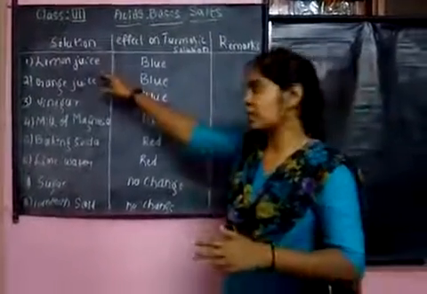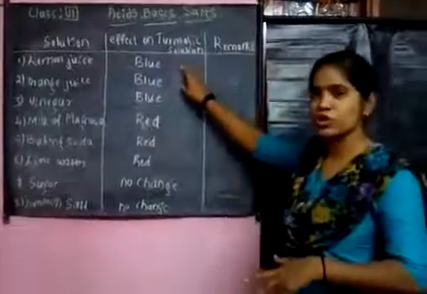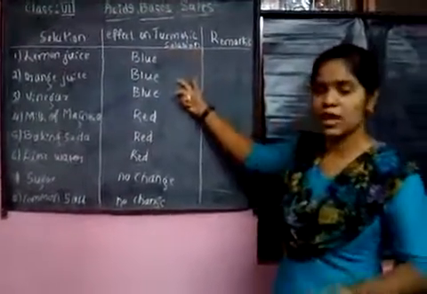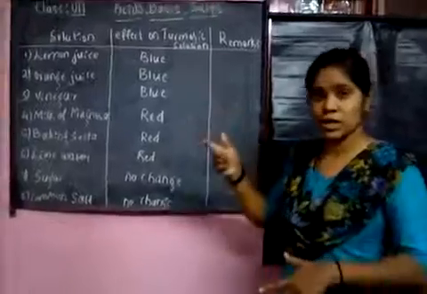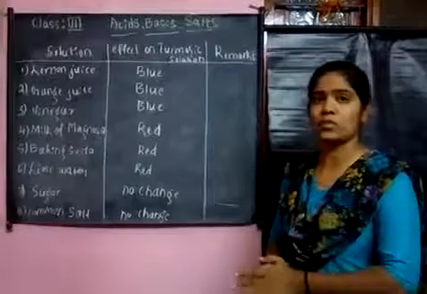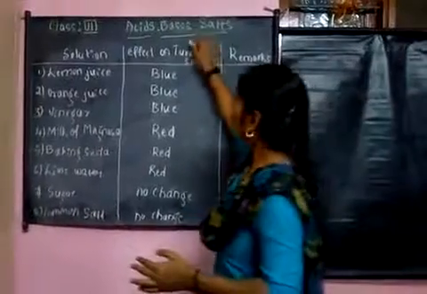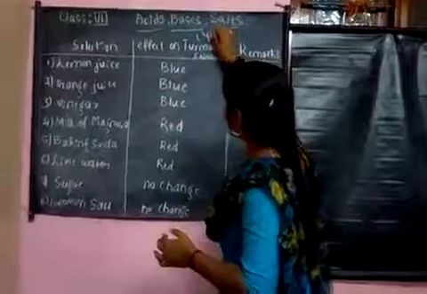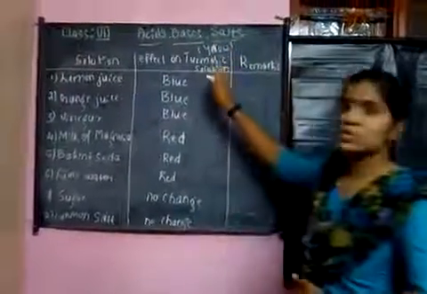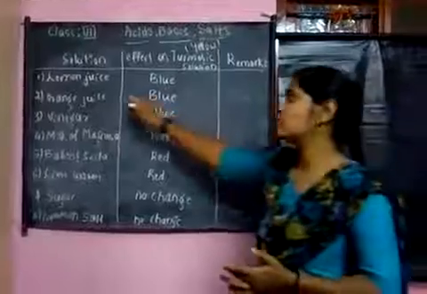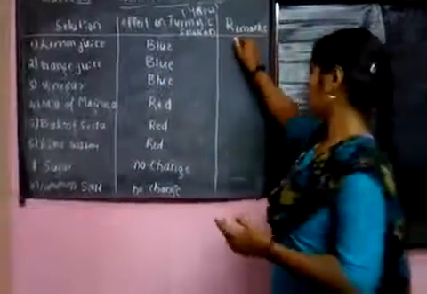So when the lemon juice is mixed with the turmeric solution, it changes. Turmeric solution, as we all know, is yellow in color. When the lemon juice is added to the turmeric solution, it changes its color to blue. So this yellow color solution turns to blue. Then we say that the lemon juice is an acidic one.